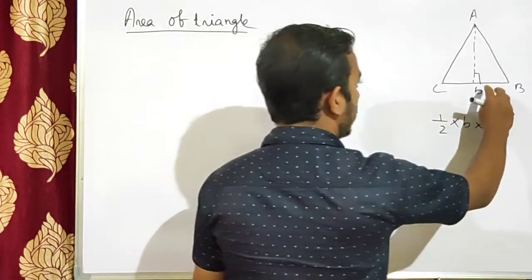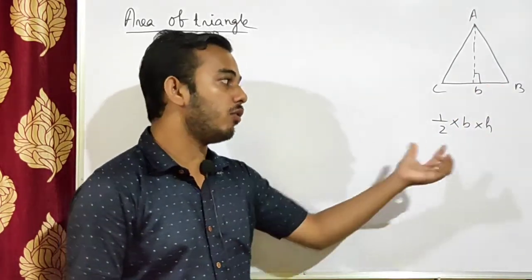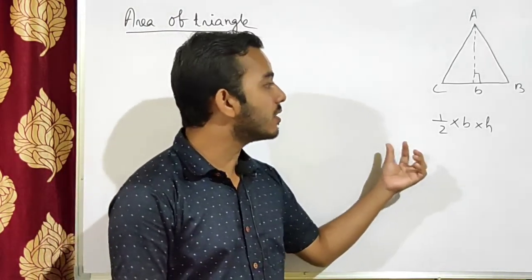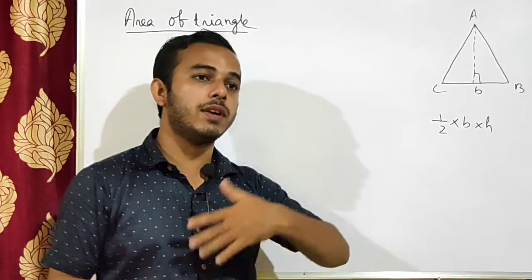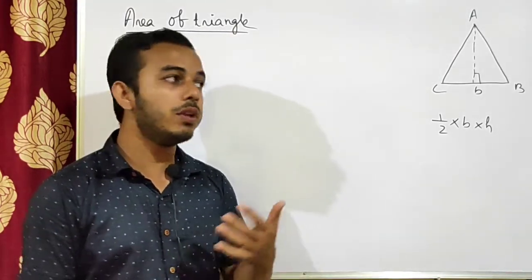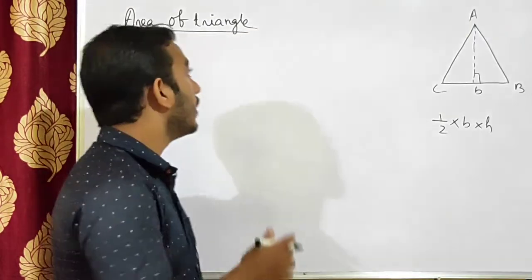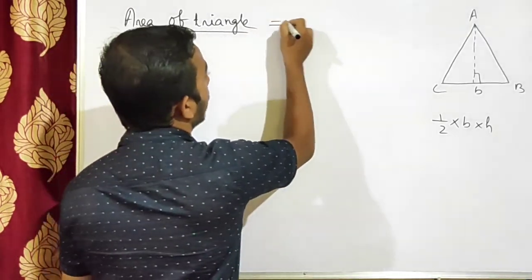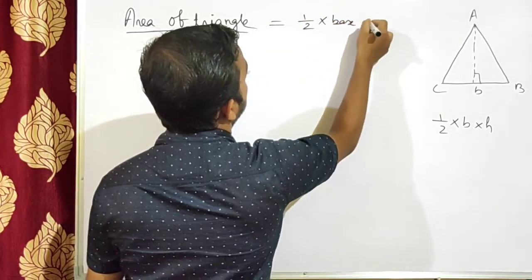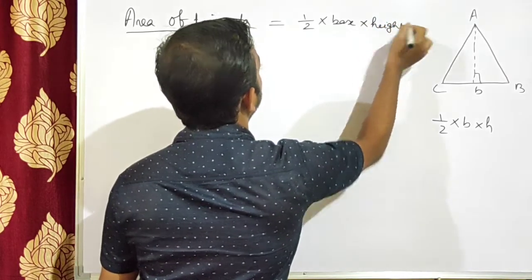Now in 6th standard the derivation of the formula is not required. Just remember that the area of a triangle is half into base into height. In our further classes, that is in class 7, 8, 9, you will know how this formula came. So the area of a triangle is equal to half into base into height. Height or altitude, you can say anything.